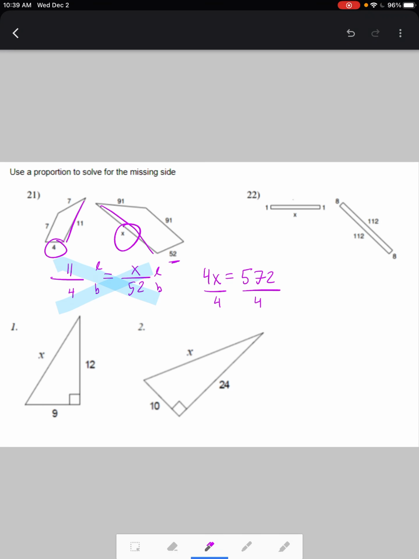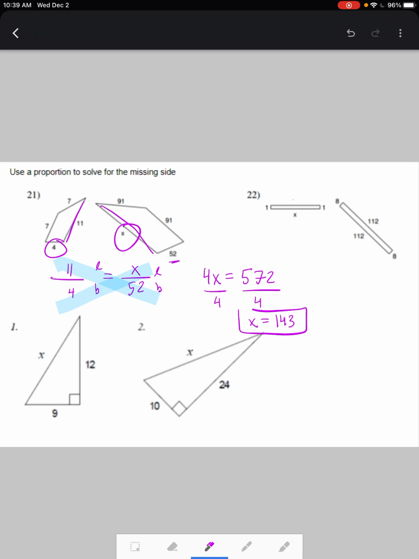We should get an answer of x equals 143. And let's see if that's reasonable. So 11 is a little bit more than 2 times 4, and 143 is a little bit more than 2 times 52. So it seems like a reasonable side length there. So that checks out. So it's going to be your job to do the same thing for question 22.